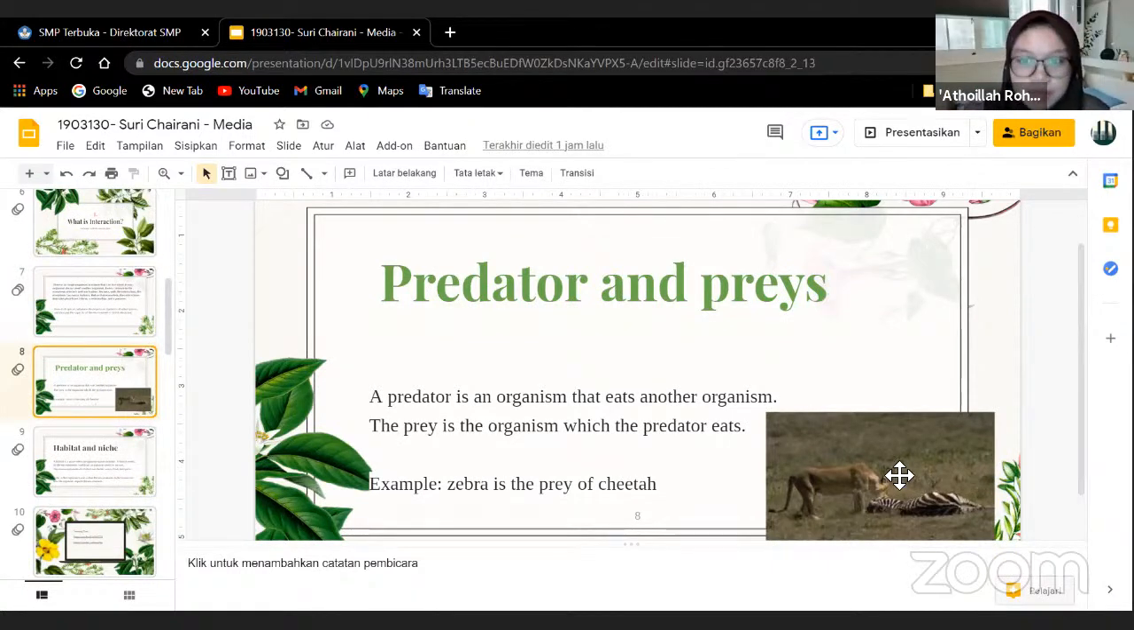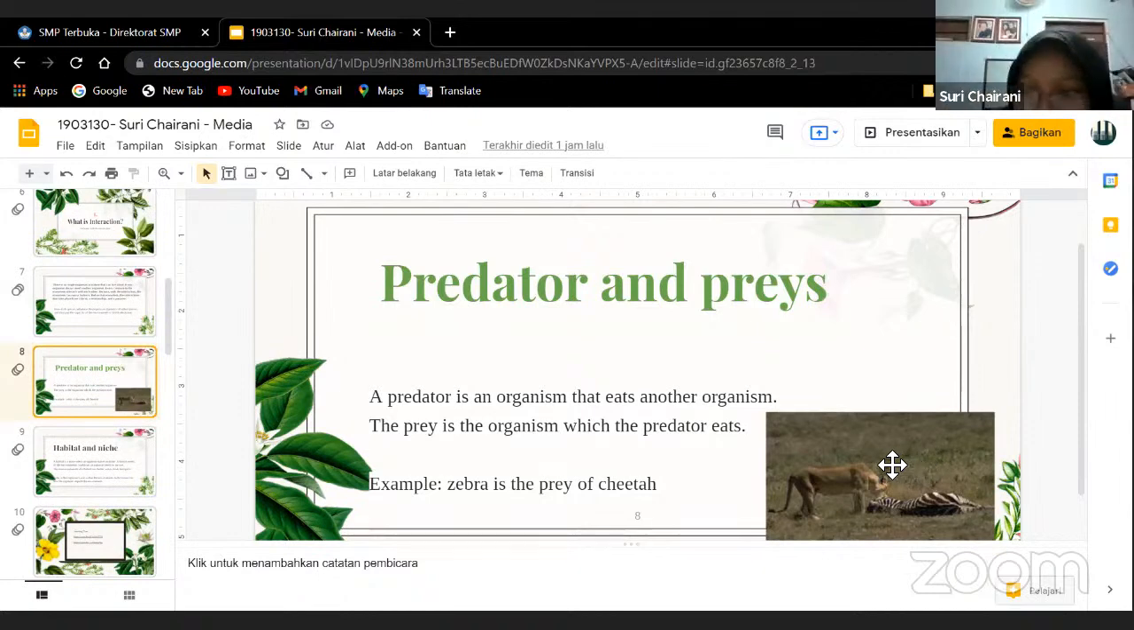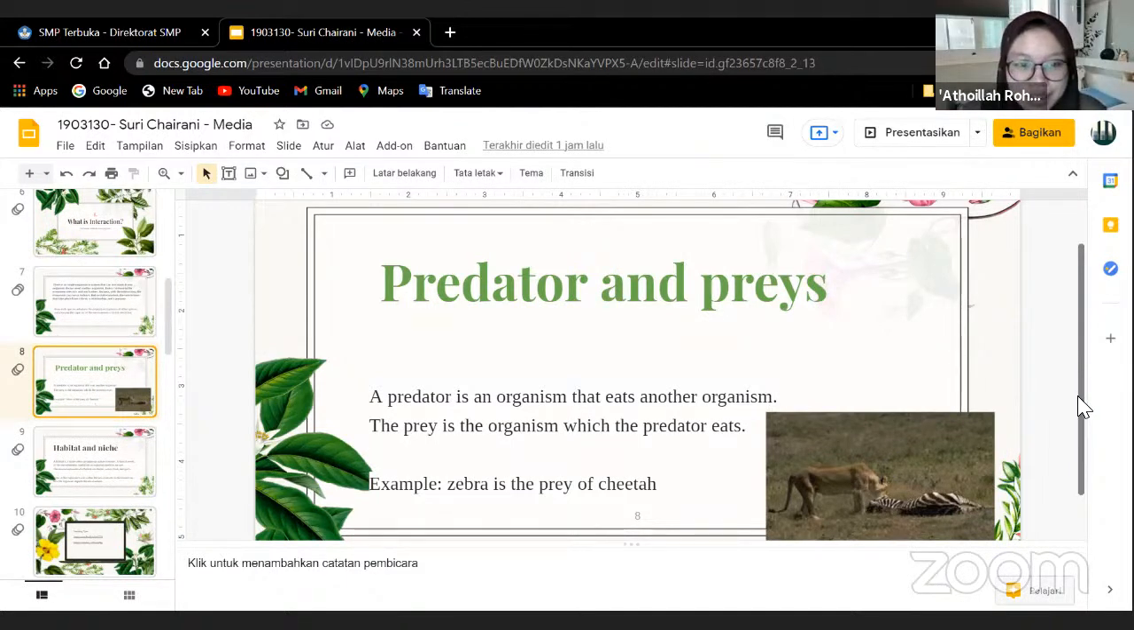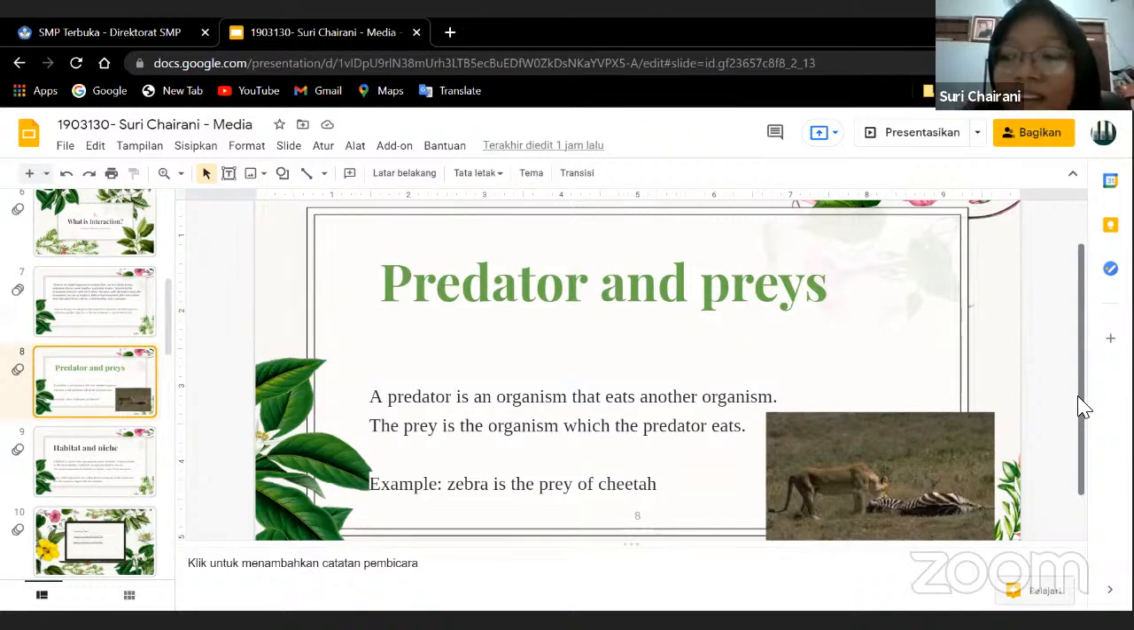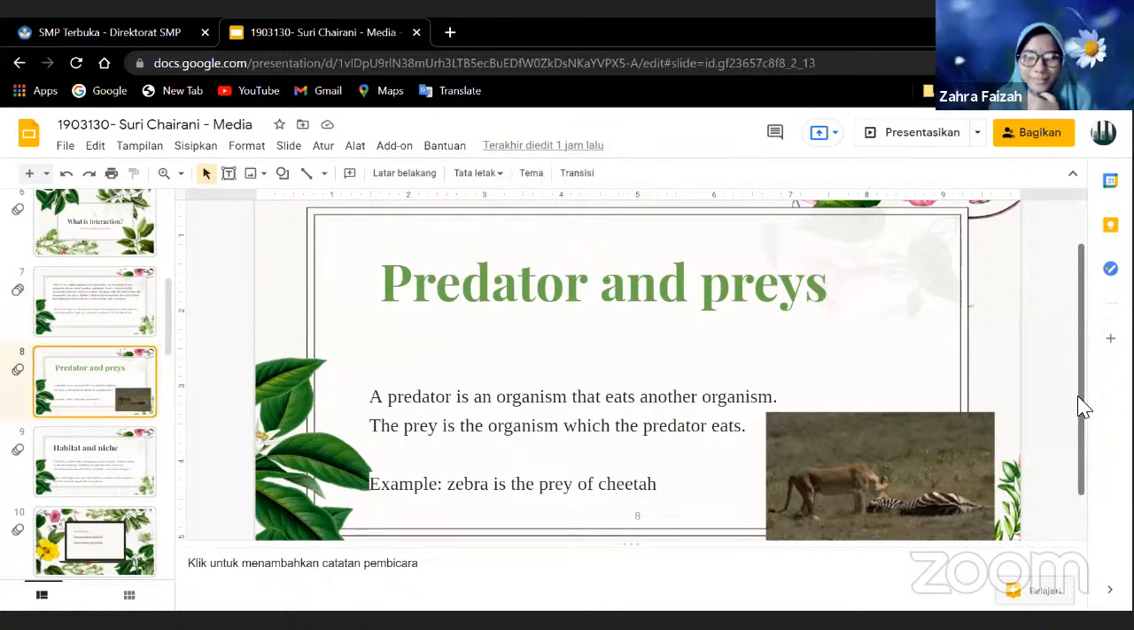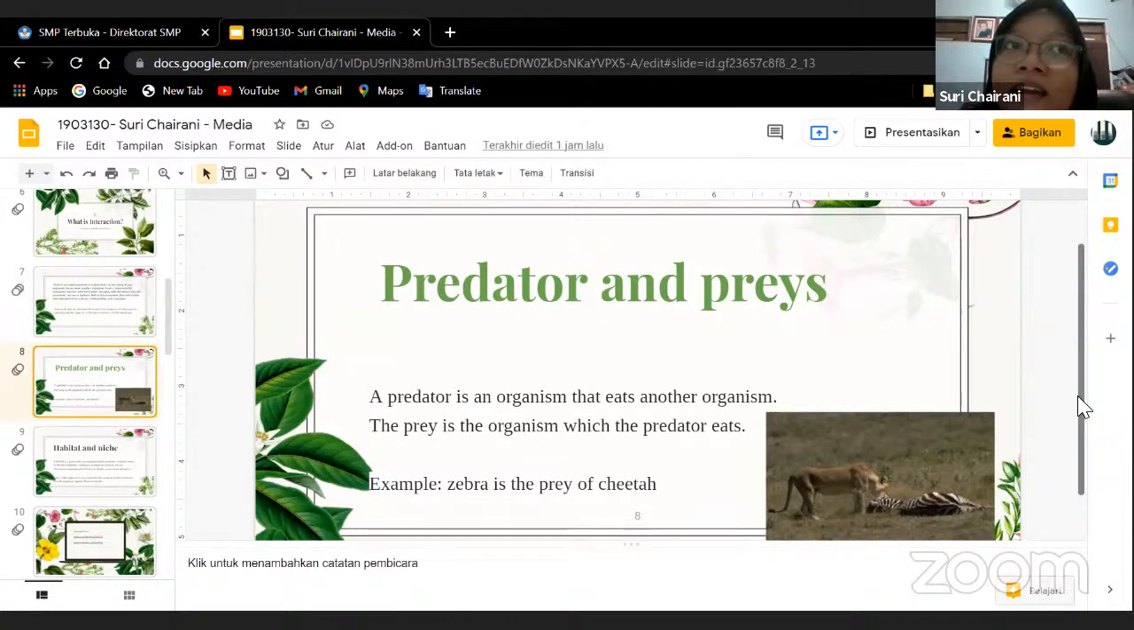Yes. Anyone? What are the animals in the picture? Cheetah and zebra. The cheetah will eat the zebra, maybe. The cheetah will become what? Predator. Yes, that's right. And the zebra? Prey. Yes.